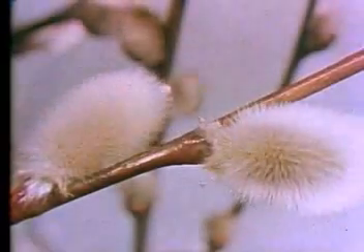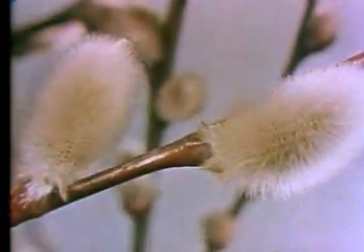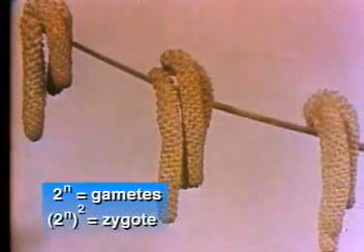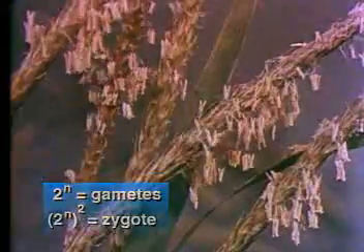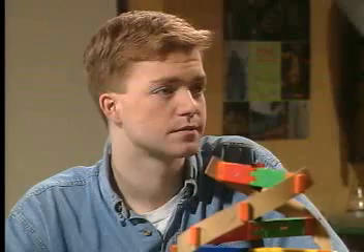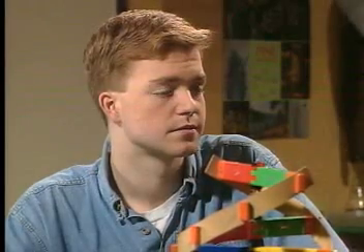Since the number of possible combinations in sexually reproducing organisms is 2 to the power of n in the gametes, 2 to the power of n squared in the zygote, it takes many generations for the mutation to become viable in a population. Some scientists believe that when the genetic code is altered by changes in the DNA, those changes are what produce the variety of organisms.